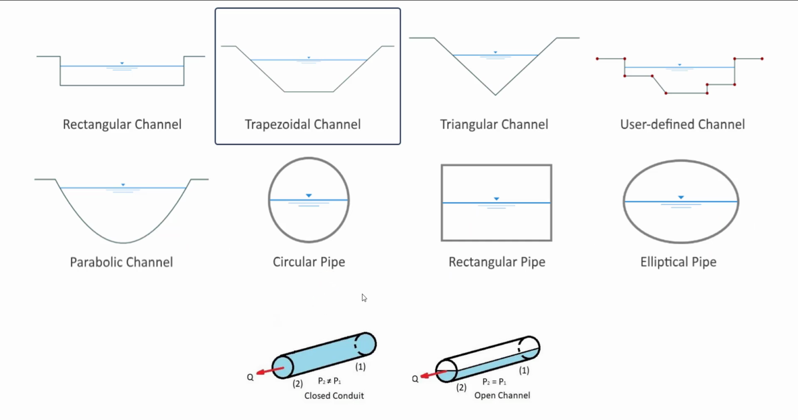However, pipes also can be open channels. So if you have a circular pipe or a rectangular pipe, a box culvert, or an elliptical pipe, you can have a free surface of water in these pipes as well. If the pipe is not fully filled, then you have an open surface of water, and these pipes are considered an open channel, and you can model them using HydroCAD.